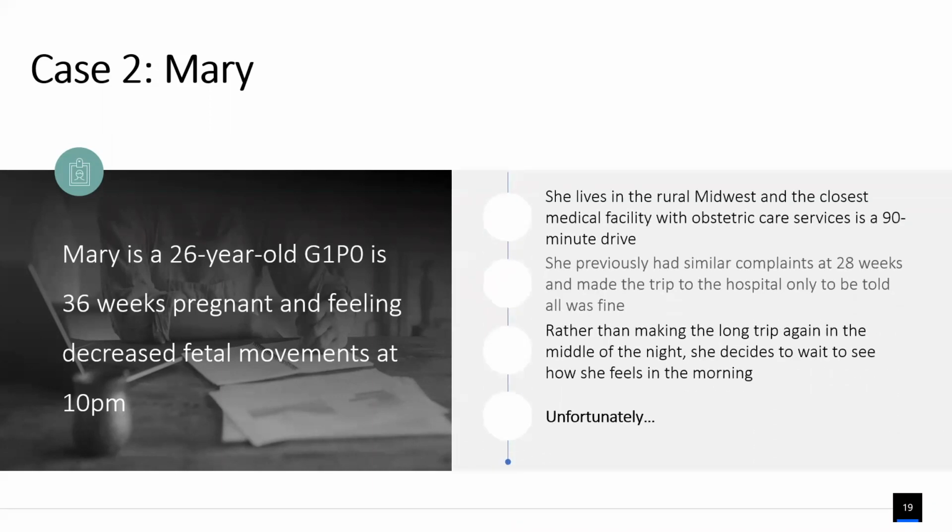Now, she lives in the rural Midwest. The closest medical facility with obstetric care services is an hour-and-a-half drive away. She actually went down this road before, because a couple of months earlier she had decreased fetal movement in the early third trimester. She called her doctor, made the whole trip, spent a couple of hours there, was told everything is fine, and sent home. So she had that false alarm already, which we know changes our patients' threshold for asking, do I want to go through all that again? So she says, no, I'm not doing this trip again. I'll sleep on it and see how I feel in the morning. But unfortunately, that can lead to disaster.